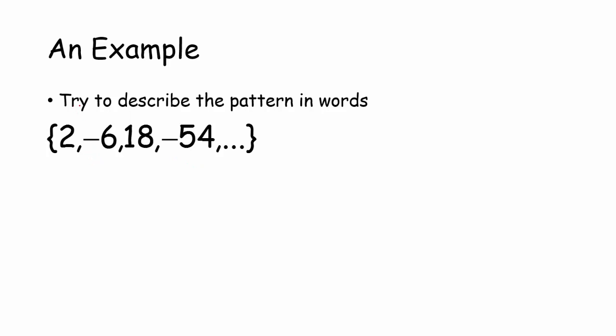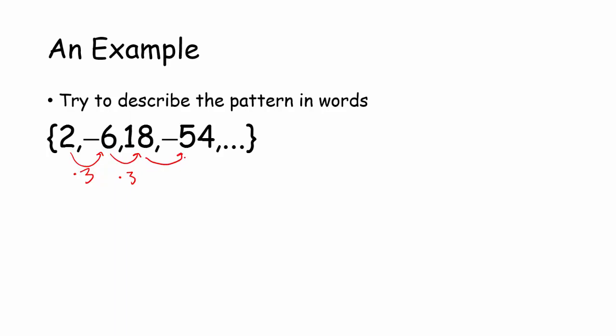So the first thing to do when you look at a sequence is to try to think about what the pattern is, if there is one. Maybe the numbers are random, maybe there is no pattern. So here we've got 2, -6, 18, -54. Is there a pattern? Well, it looks like 2 times 3 is 6. So I multiply by 3, I get 6, and 6 times 3 is 18.